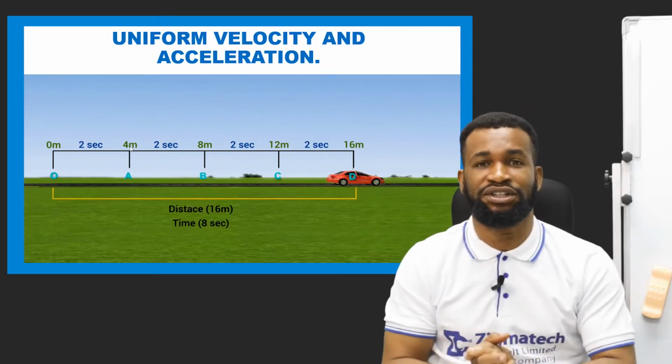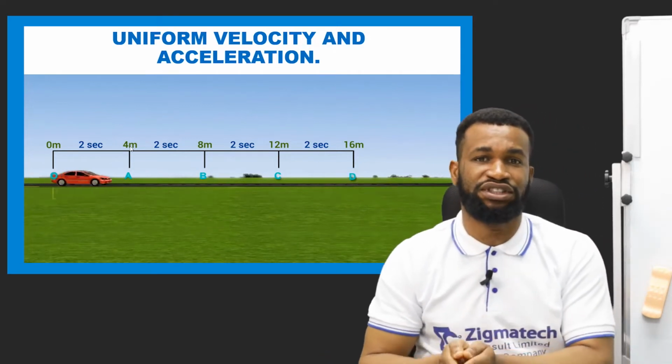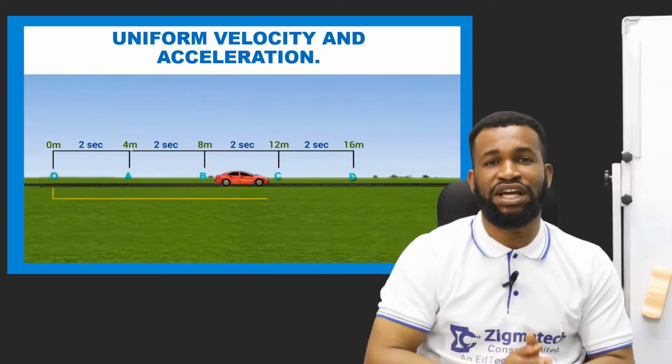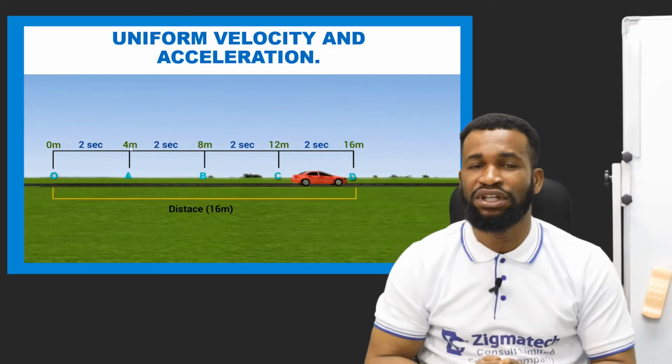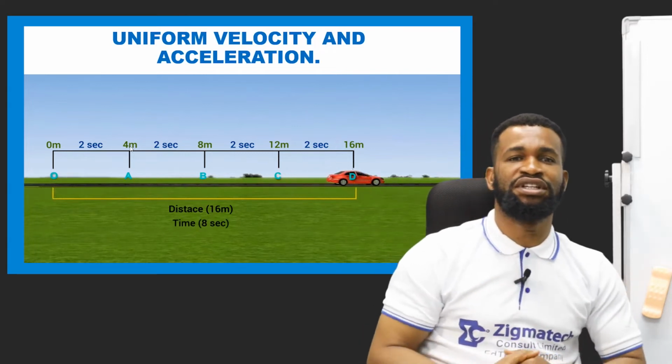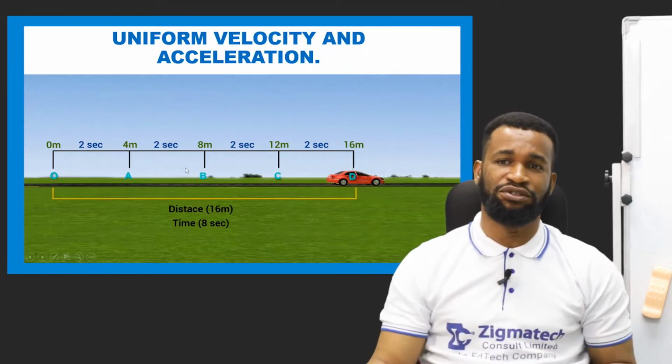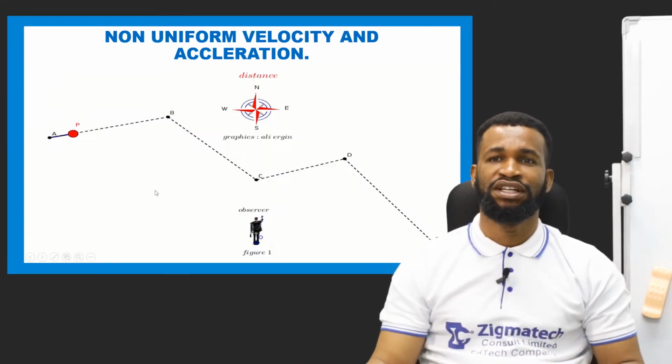So we say that uniform acceleration is the rate of change of velocity with time when it is constant. When the rate of change of velocity with time is constant, we say that the body is accelerating. And that is exactly what happened in this video that you watched. Now look at this again.